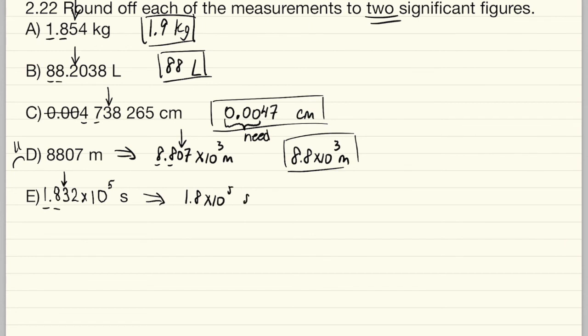Okay. So although you discard the 2 and the 3 eventually goes away when you round it, you still need to keep the scientific notation part. Okay. So you need the 10 to the power part when you do the rounding. Okay.